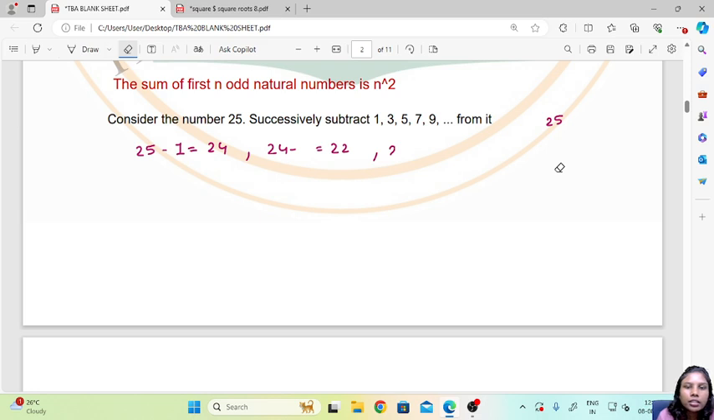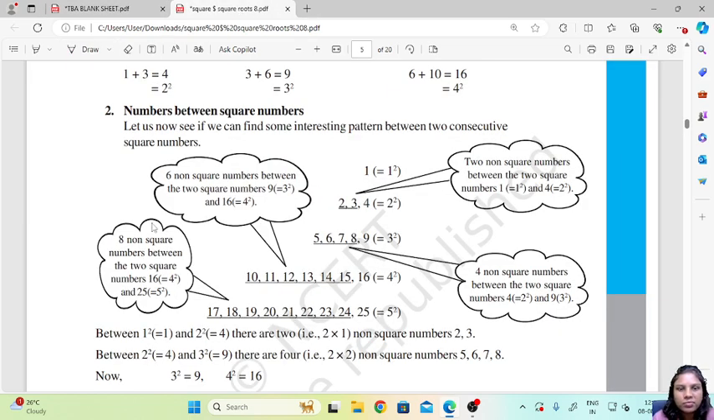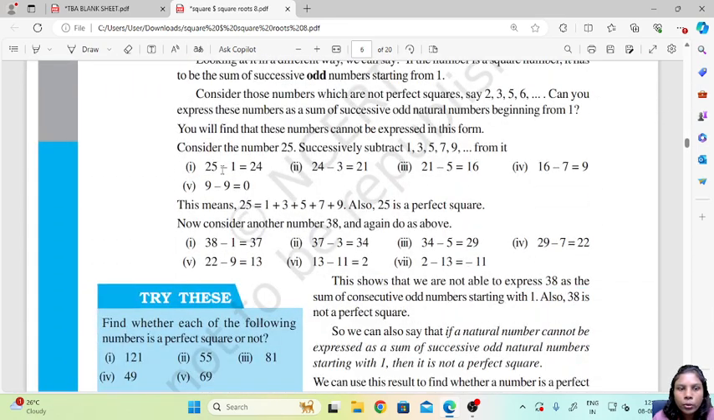Then we subtract the next odd number, 3, so I'll get 21. Then 21 minus the next odd number, 5, gives 16. Then 16 minus 7 gives us 9, and 9 minus 9 gives us 0. So what we notice is that if we successively subtract all the odd numbers from this perfect square number, we end up at 0.